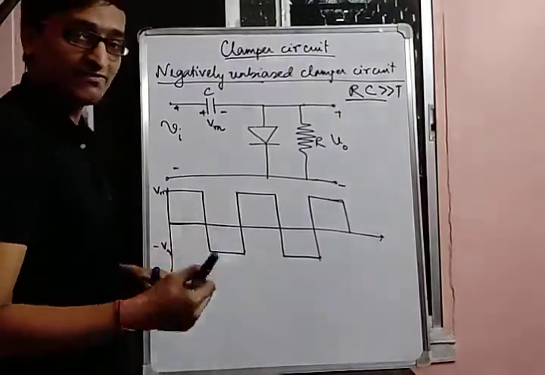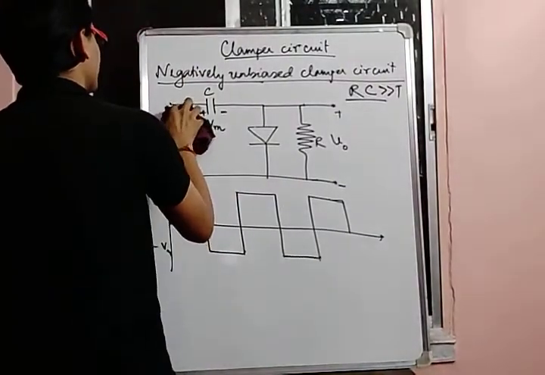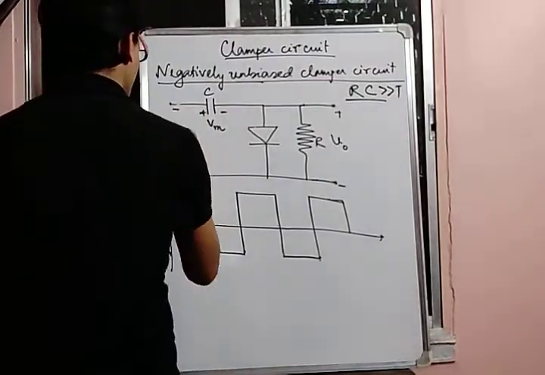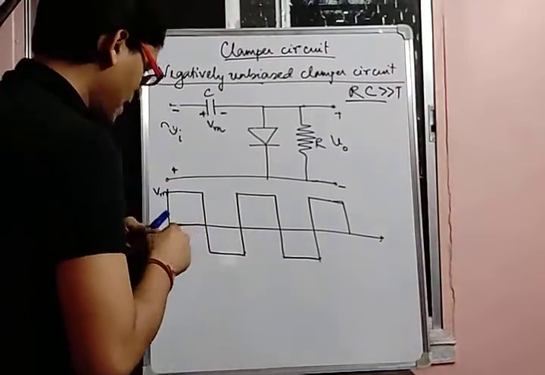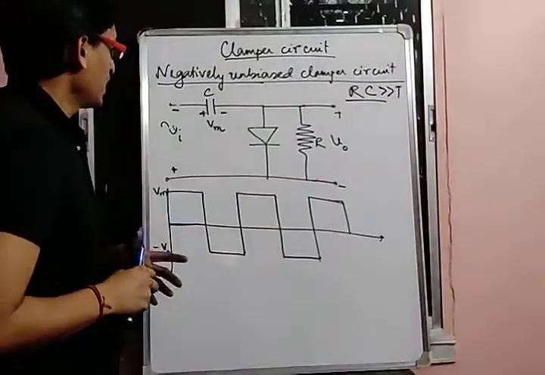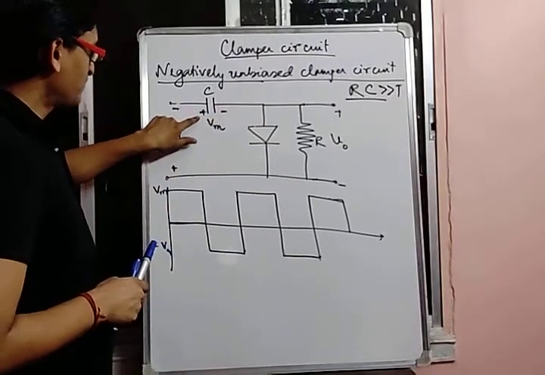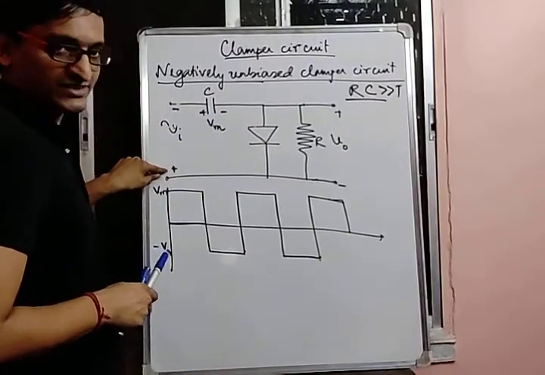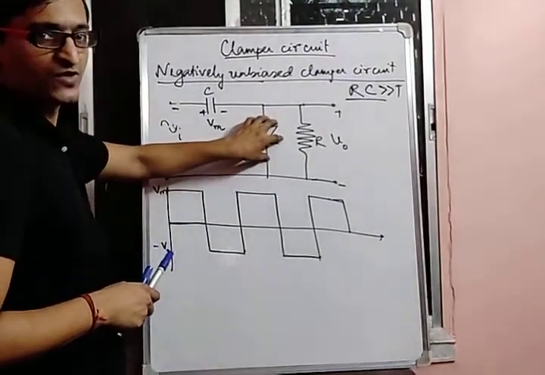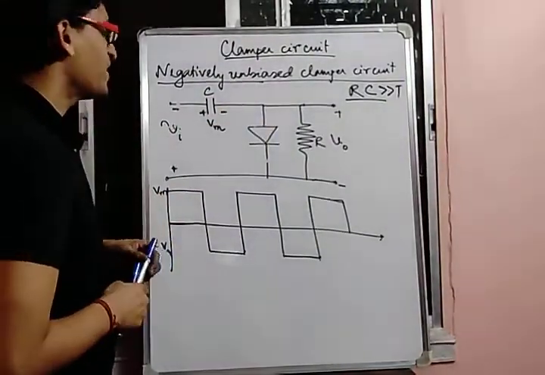So what will happen during the negative half cycle? During the negative half of the cycle, the polarity of the input voltage will change. Polarity will get reversed, so it will be minus, it will be plus. During negative half of the cycle, this is minus, this is plus, this is minus, and this is plus. So this particular diode will become reverse biased. How will it become reverse biased?